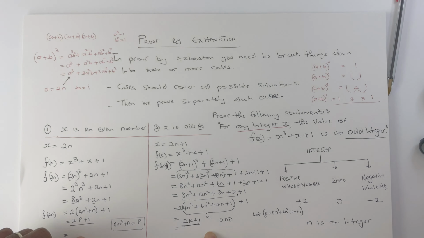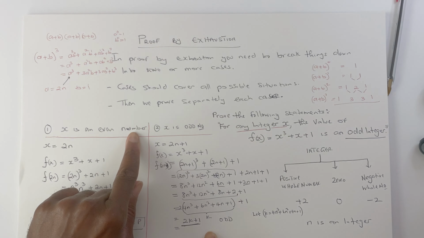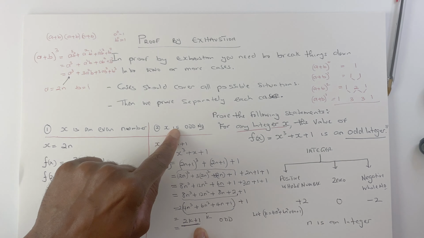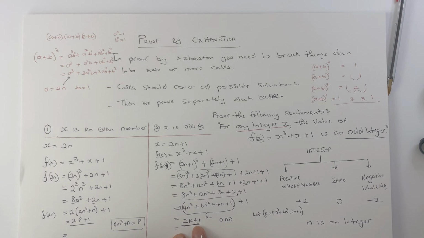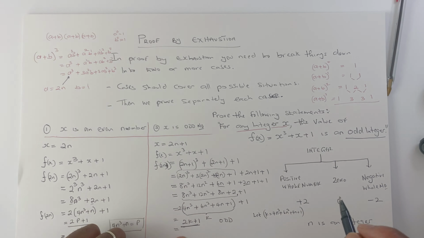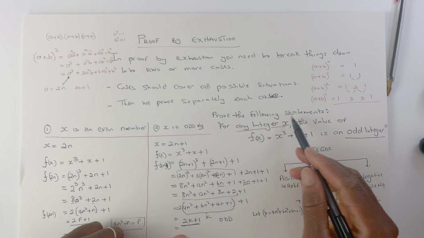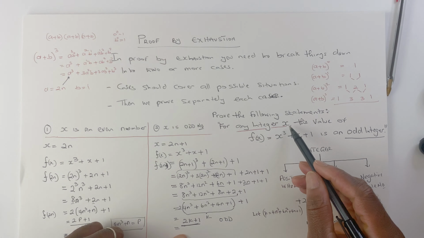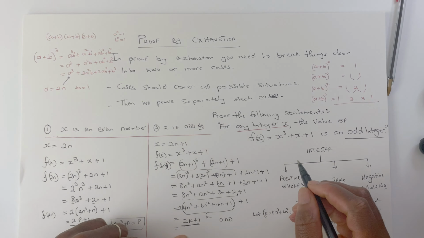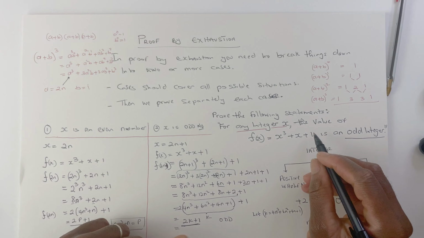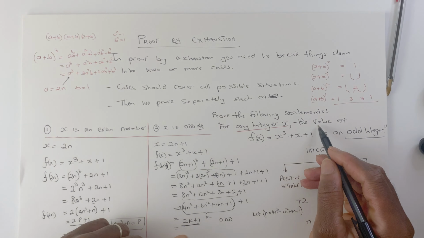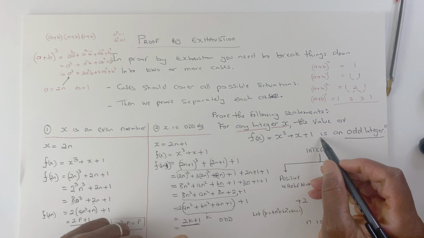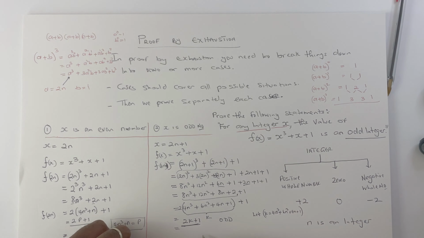So I have calculated x as an even number and got an odd value, 2p plus 1. I also calculated x as an odd number and I also get 2k plus 1. Therefore, the statement is now proven: for any integer value of x, the value of f(x) equals x cubed plus x plus 1 is an odd integer. The statement is true.